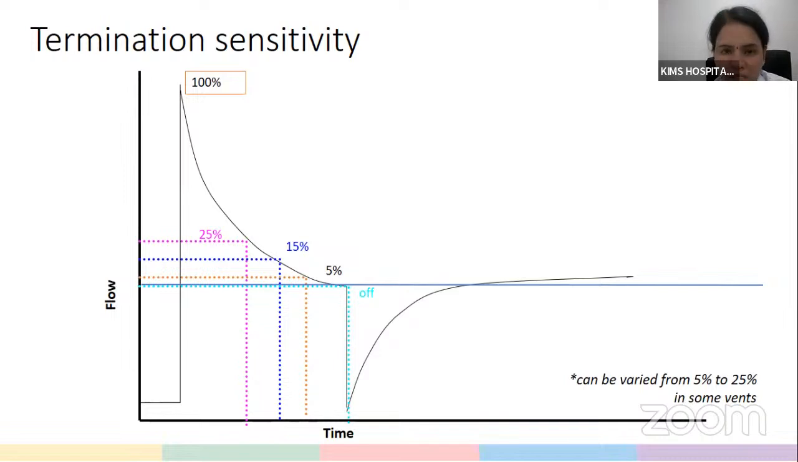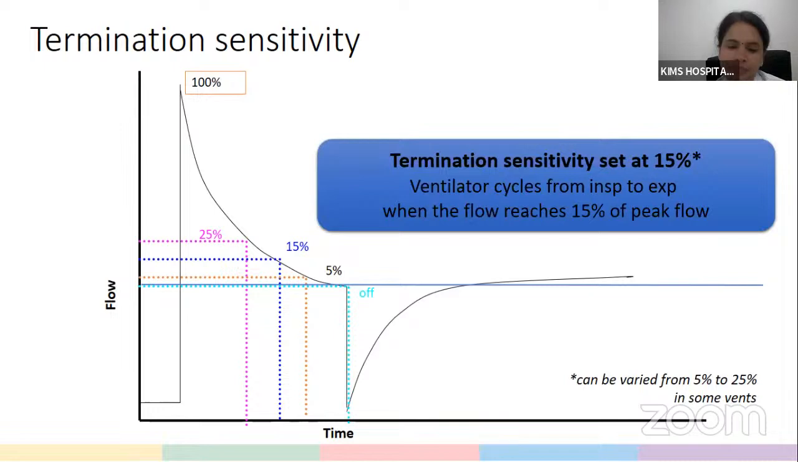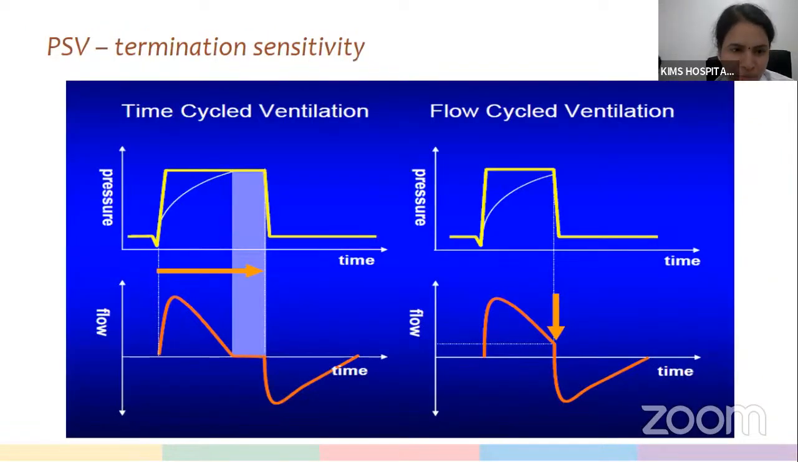So whenever we use PSV or flow cycle ventilation, we don't set the I time, but we set the termination sensitivity. Termination sensitivity implies the percentage of the peak inspiratory flow rate at which we want the ventilator to cycle from inspiration to expiration. And usually this number varies between 5 to 25%. So if you keep it at 5% instead of say 15%, the I time that the baby gets will be effectively longer, because the flow rate must come further lower in order to cycle to exhalation. If we set it at 25%, then the I time is going to become shorter and shorter.